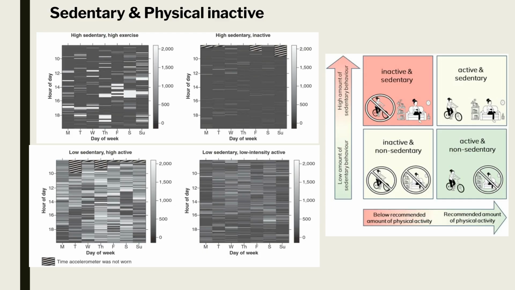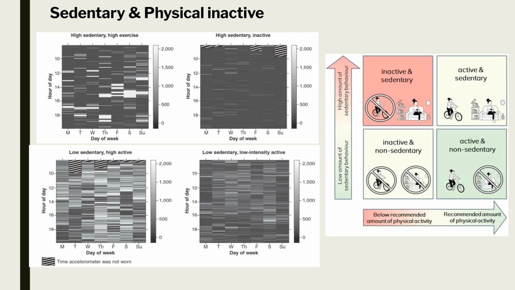By considering physical activity, sedentary and activity patterns can be classified into 4 types. These patterns are typically derived from accelerometer data, which allows for minute-by-minute measurement of behavior. The patterns range from individuals who are both highly sedentary and highly active to those who are low in both sedentary behavior and physical activity.